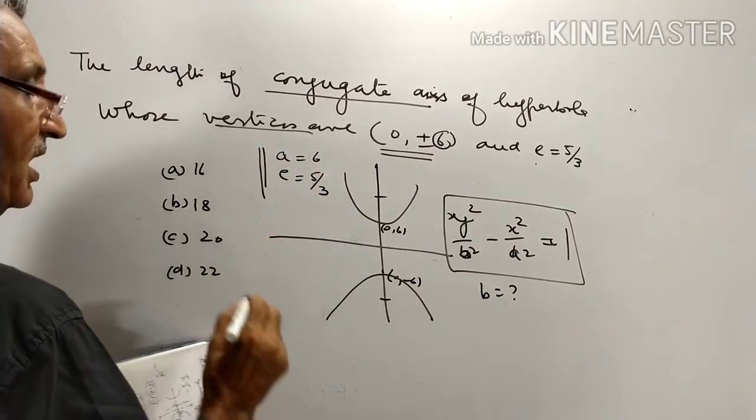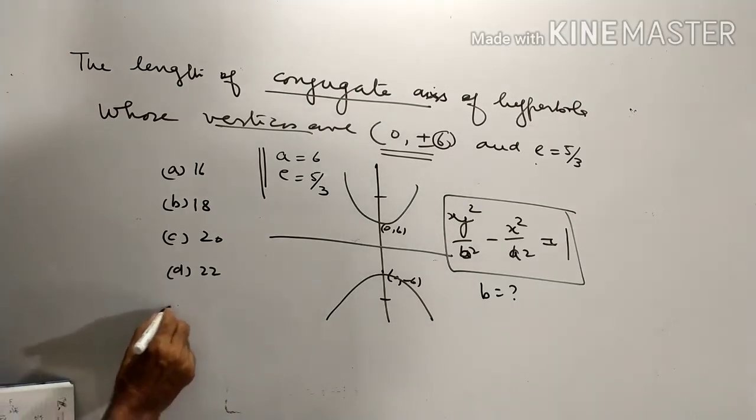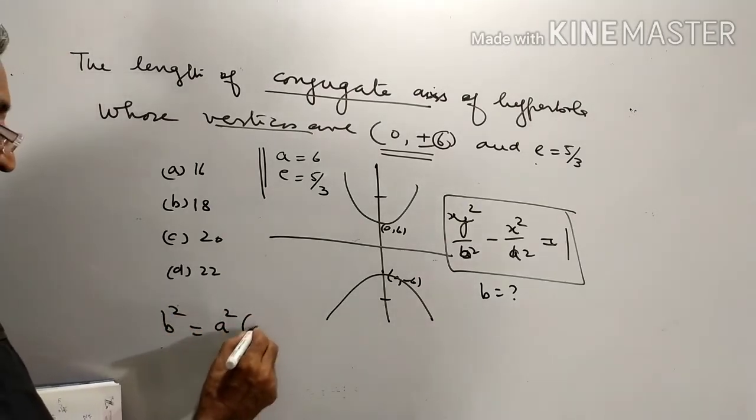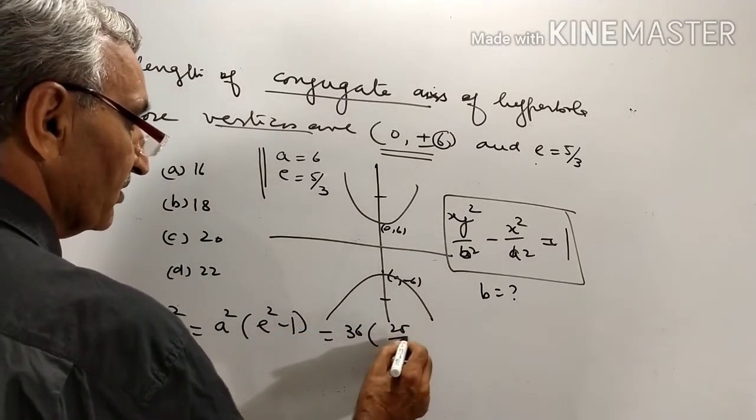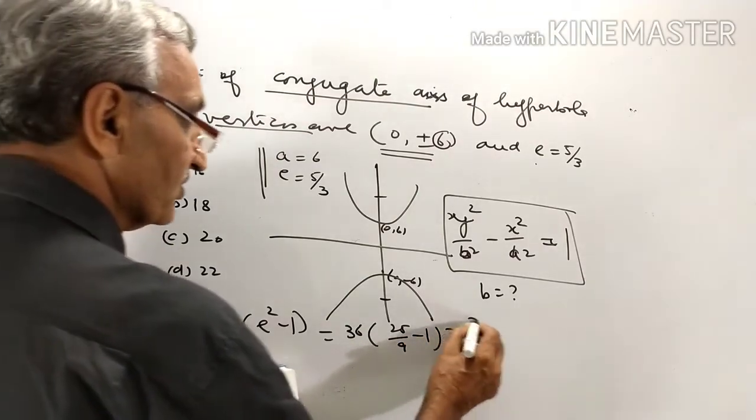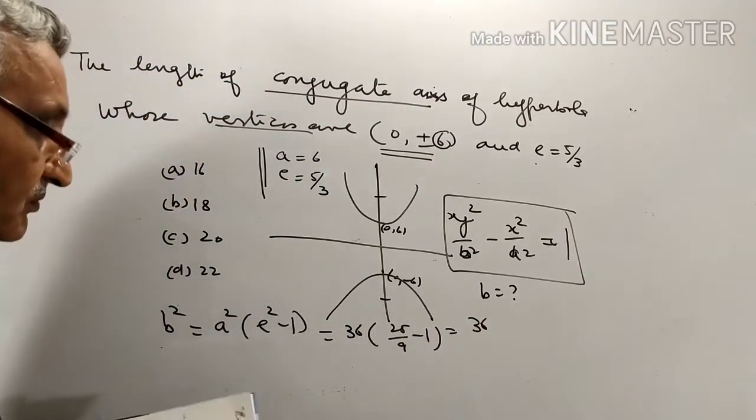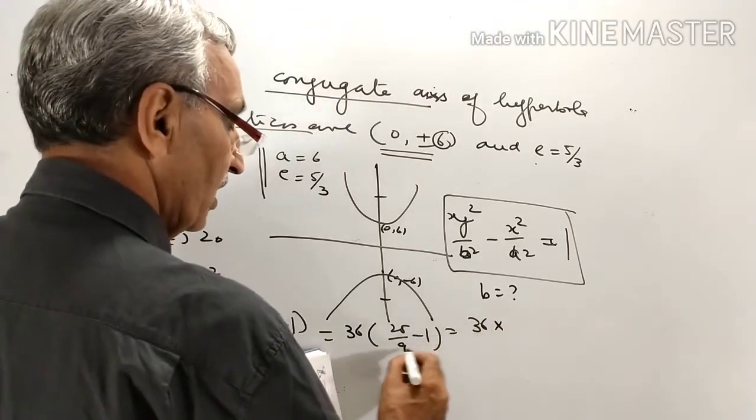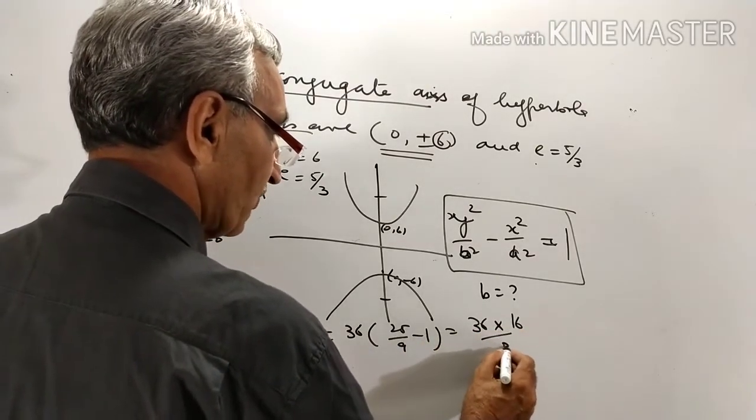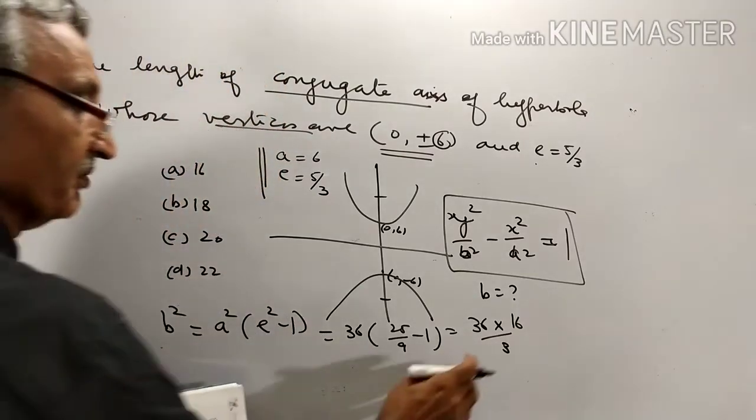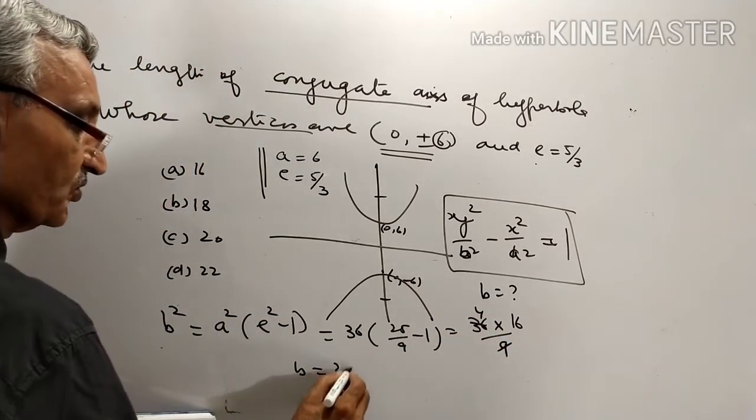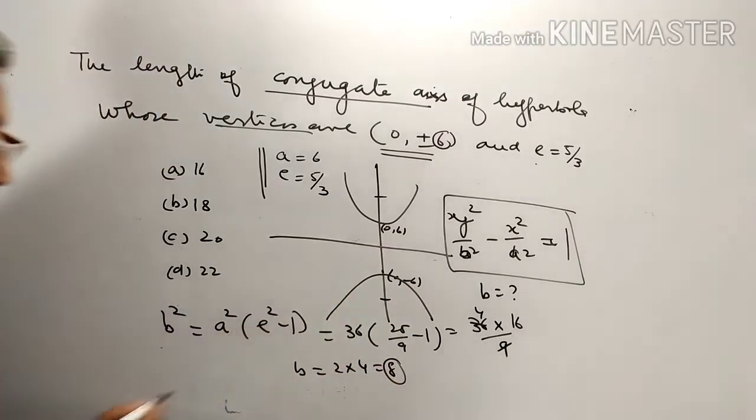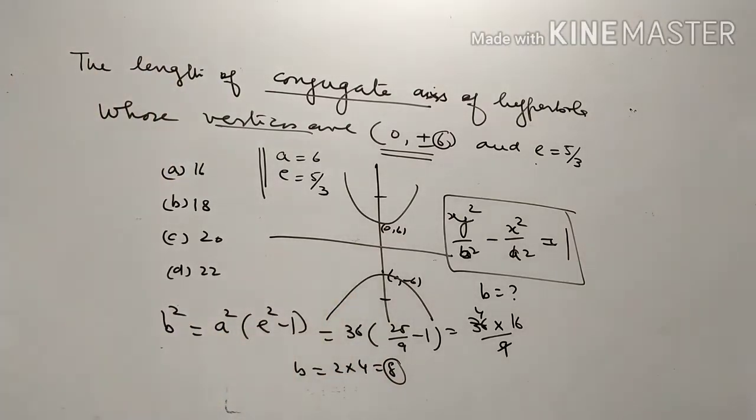Using a and e, we have b squared is equal to a squared into e squared minus 1. It is equal to 36 into (25 by 9 minus 1), which is 36 into 16 by 9. Therefore b is equal to 2 into 4, which is 8. So using the formula b squared, we got b is equal to 8.